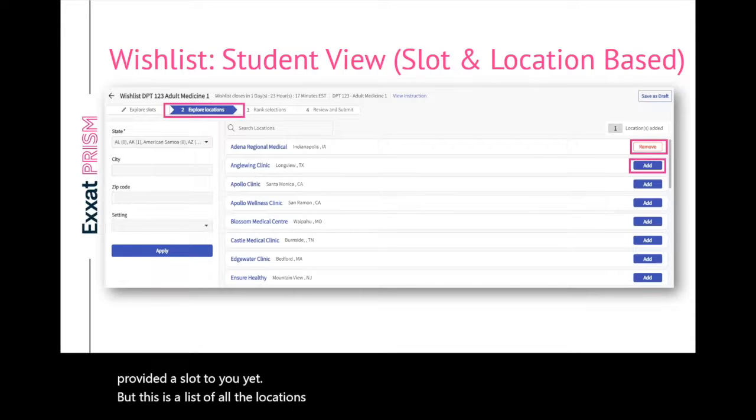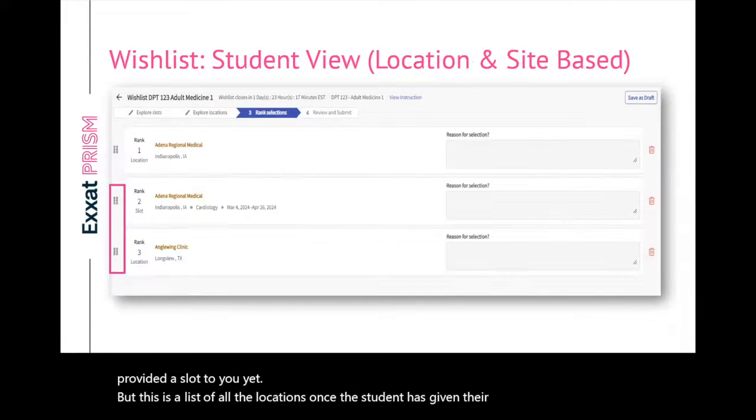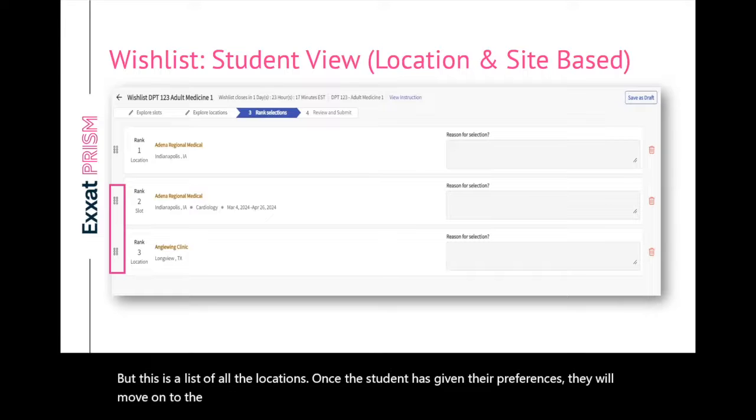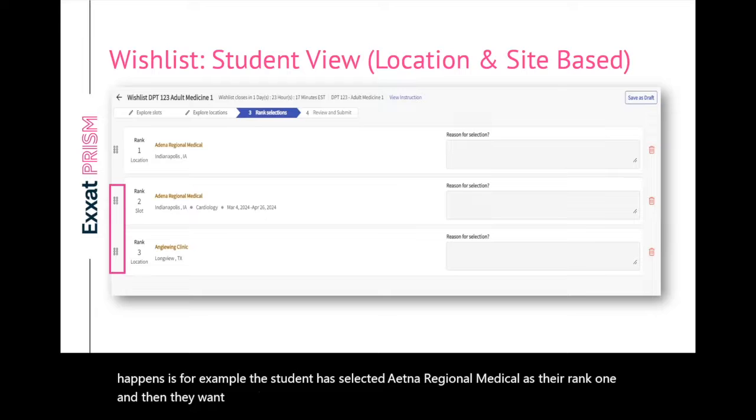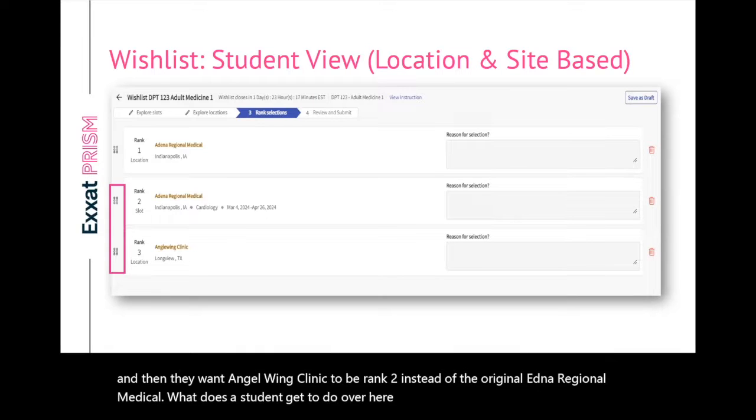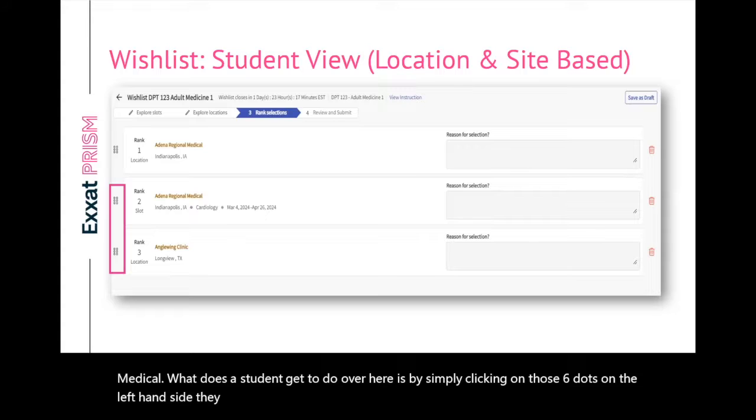Once the student has given their preferences, they will move on to the next step where they're selecting their rank. Now, in this scenario, for example, the student has selected Edna Regional Medical as their rank one, and then they want Angel Wing Clinic to be ranked two instead of the original Edna Regional Medical. What the student gets to do over here is, by simply clicking on those six dots on the left hand side, they can drag up and down with regards to their preference requirements.